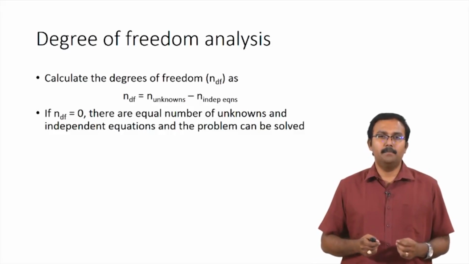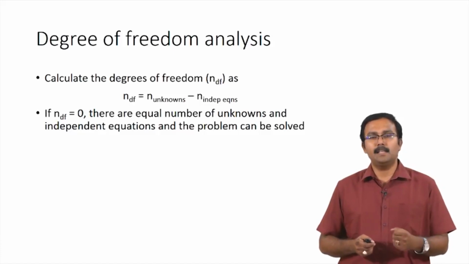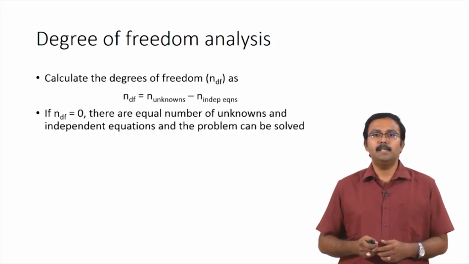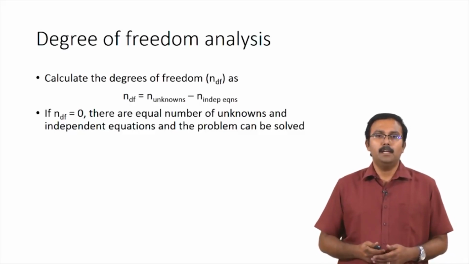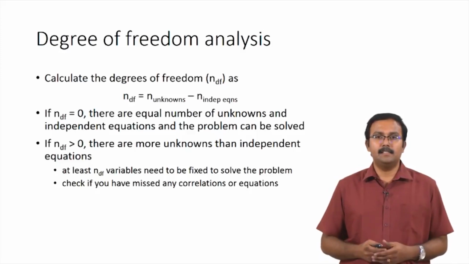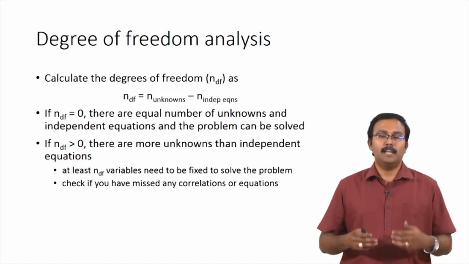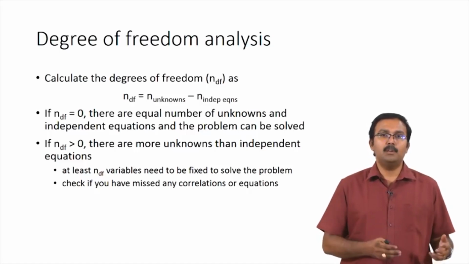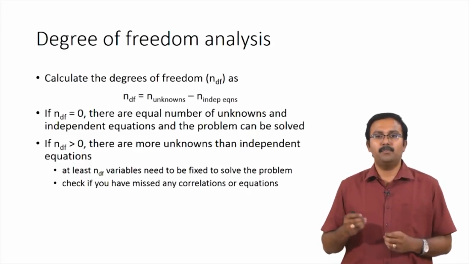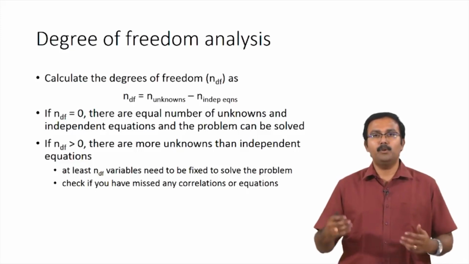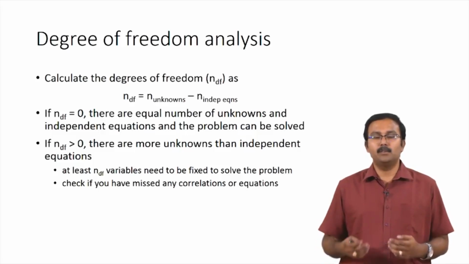If the degree of freedom is equal to 0, then you have the same number of unknowns and the same number of independent equations, which means the problem can be solved. There is going to be only one unique solution to the problem. If the degree of freedom is greater than 0, then you have more unknowns than independent equations, so there are unknowns which cannot be obtained. You need at least NDF number of variables to be fixed before you can solve the problem, or you need NDF number of equations to solve the problem.